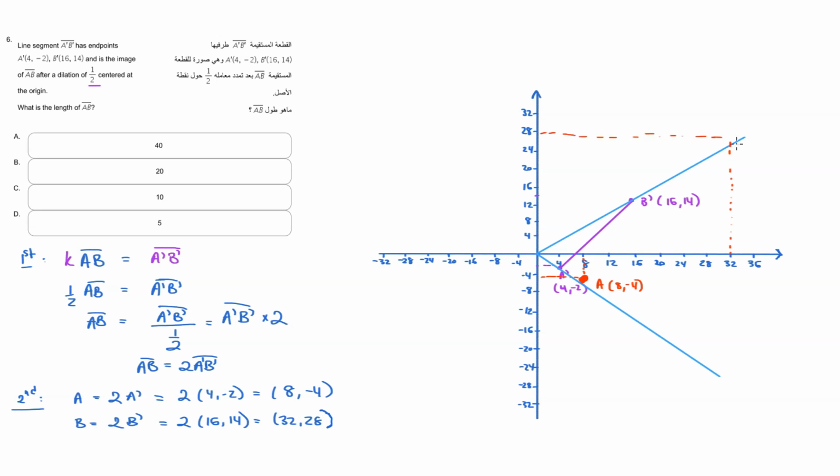So again, it's approximately all right. For freehand, it's not that bad. Okay, so 32 and 28. Let's draw this segment. And now we're not done, right? Because that last part is actually asking me, what is the length of AB?